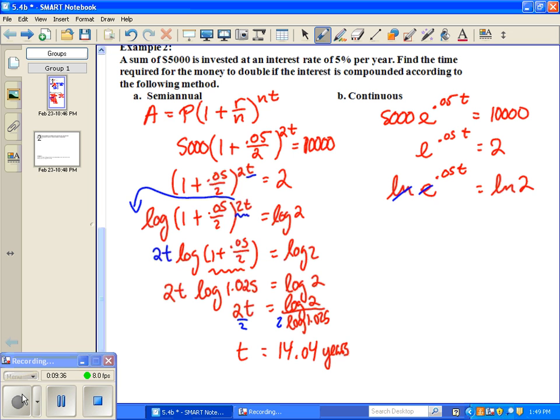So this side, these are gone. Divide both sides by 0.05. So t equals ln of 2 over 0.05. So time is approximately 13.86 years. So there's definitely a little bit of a difference of a few months of how long it takes to get to 10,000 when you compare the two.